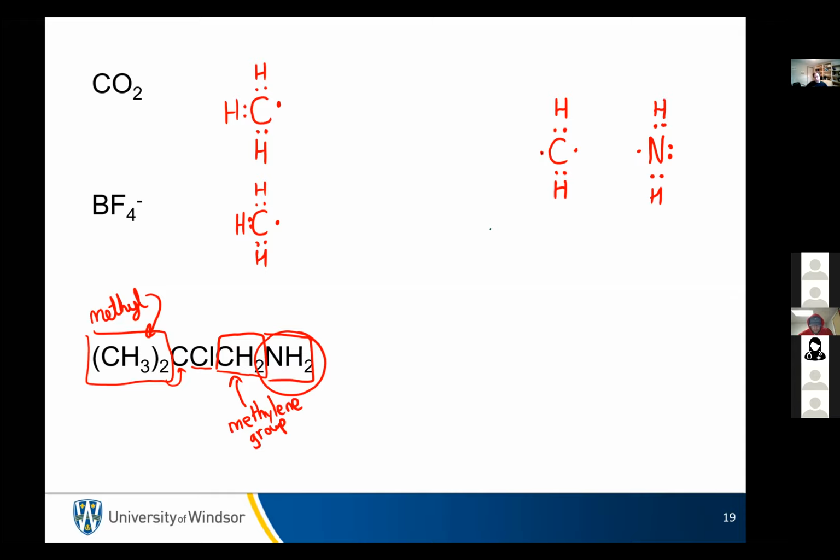Okay, so that's that piece. Now we have this middle piece. So we have a carbon and we have a chlorine. Those are the only atoms we haven't dealt with yet. And by the way it's written, it looks like the carbon is attached to the chlorine. So we put in carbon. And we have chlorine. And so how many valence electrons does chlorine have?